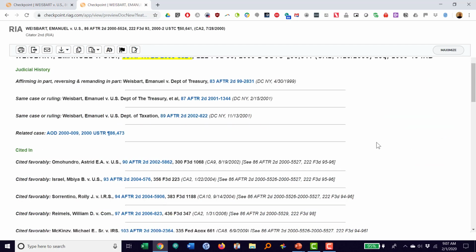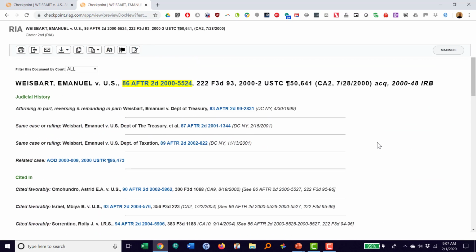Now, when you click on this, you'll see we now get taken to a screen, and this is the citator. What the citator does is list for us other cases and documents where this particular case has been referenced. And it may have been referenced favorably. It may have been referenced unfavorably. It may have been differentiated. Those are the key things.